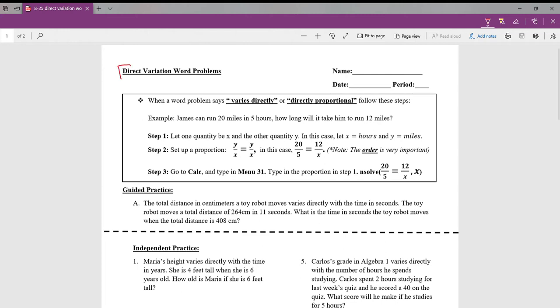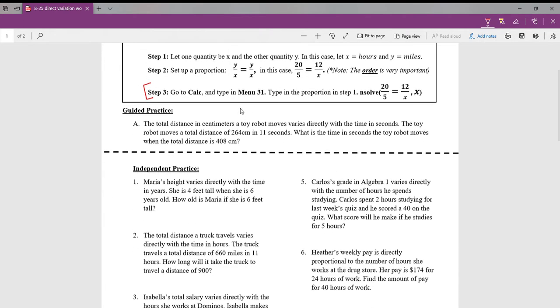Again, direct variation. Remember, if we see anything that says varies directly or directly proportional, that means we're going to set up that proportion. And again, it's the same thing we did yesterday, except now it's in word problems. And again, we're not going to solve it because you'll see right here, step 3 says to do and solve. So we'll practice that whenever we get back in person. So we can do this first one together.